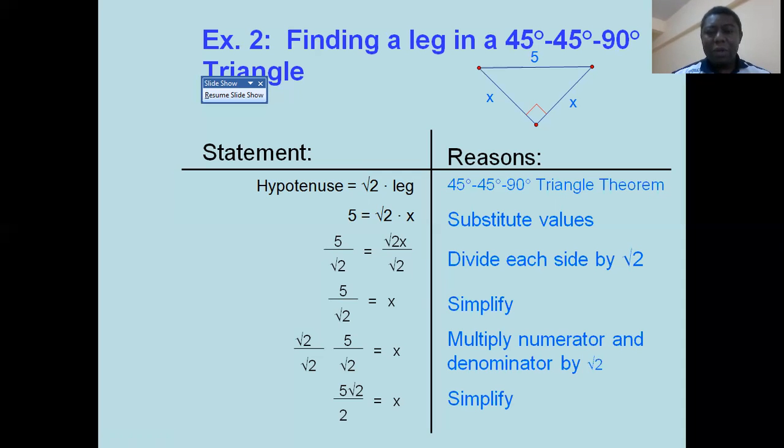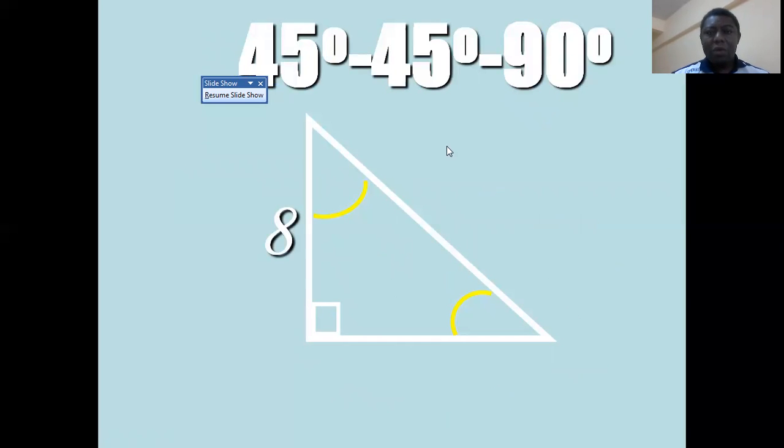Okay, so we are going to look at another special triangle. These are some questions that you can try on your own. You can try these questions on your own. So it's a 45, 90 triangle, and this one, this is a 45, 90.